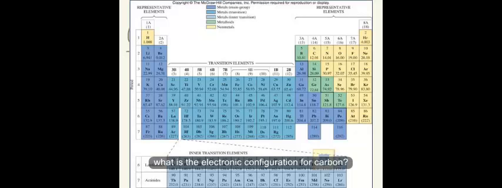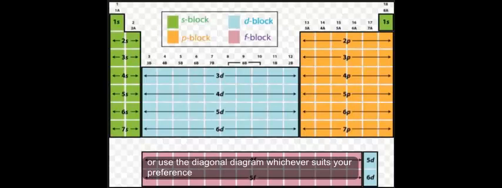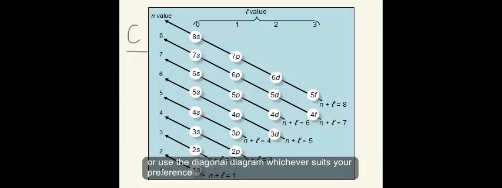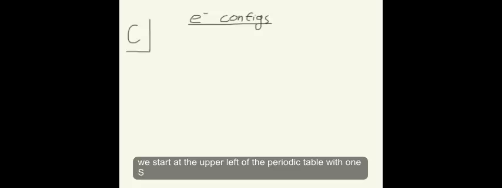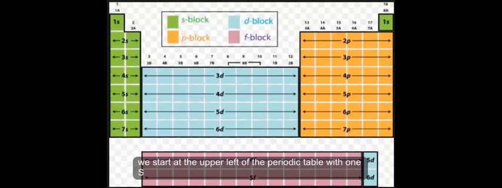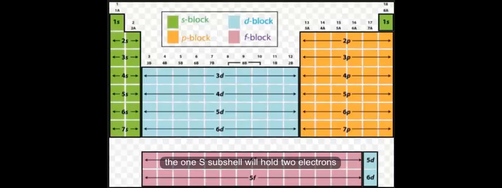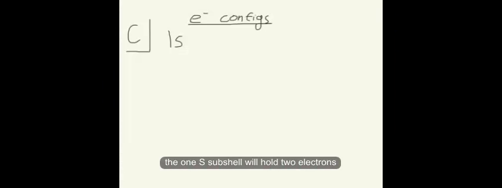Okay, let's look at a bigger neutral element. What is the electron configuration for carbon? Now, here's where we can just follow the periodic table. Read left to right and down, just like a book. Or use the diagonal diagram, whichever suits your preference. We start at the upper left of the periodic table with 1s. The 1s subshell will hold 2 electrons.